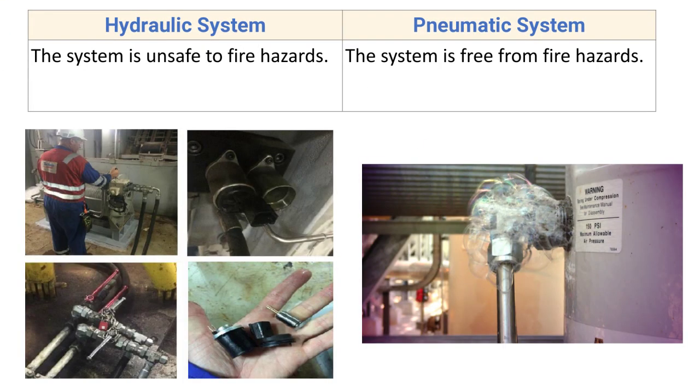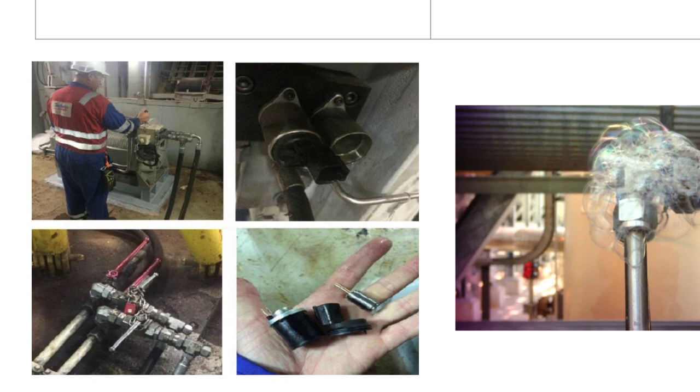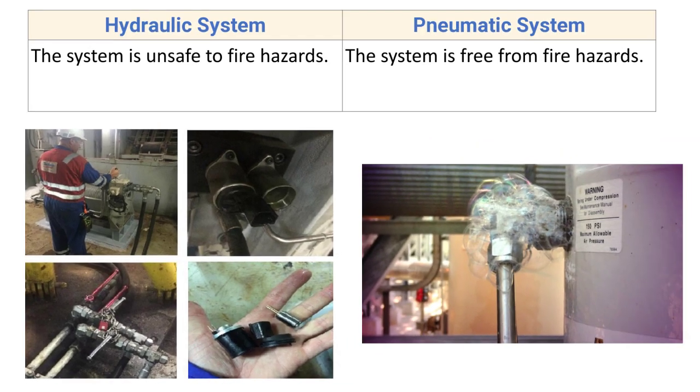Next point, the system is unsafe to fire hazards. The hydraulic system is unsafe to fire hazards because in the hydraulic system we use hydraulic oil as a working fluid, and whenever a leakage occurs, it may easily catch fire. So the system is unsafe to fire hazards. Whereas the pneumatic system is free from fire hazards. In the pneumatic system, compressed air is used as a working fluid. So the system is free from fire hazards.